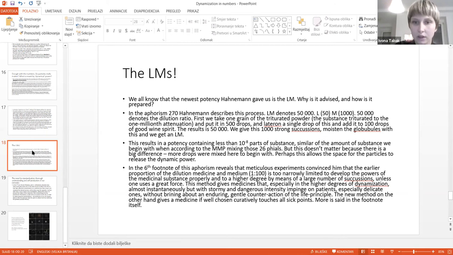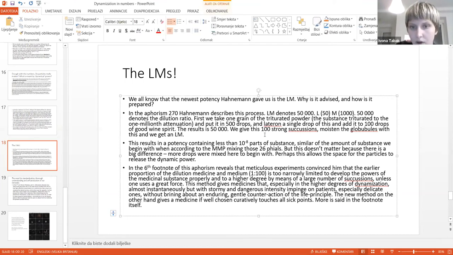Why is this so? Because one grain titrated for 3 hours to the 1,000,000th attenuation, we put in 500 drops and we take that drop and add it to 100 drops. So 500 times 100 is 50,000. And to this, we give not 1,000, this is a typo, we give 100 strong succussions, moisten the globules, and we get an LM.